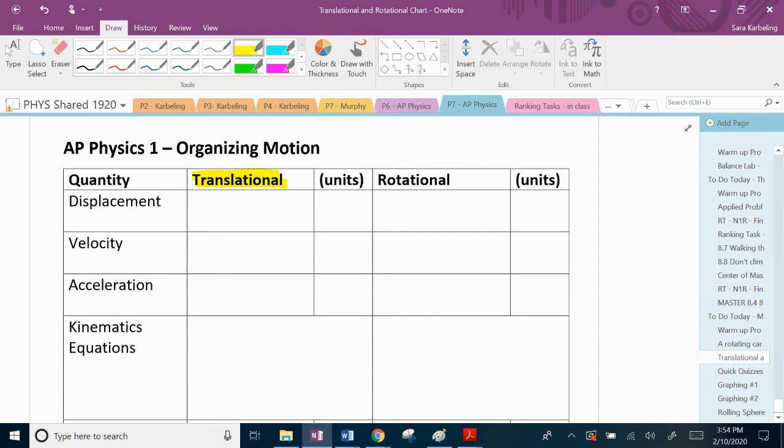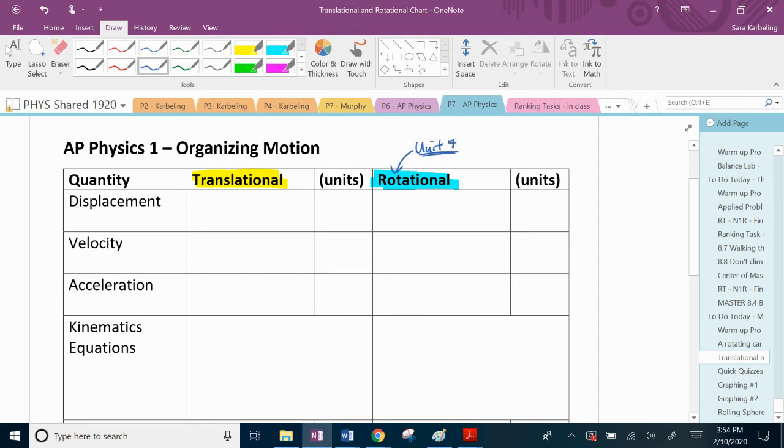We understand translational motion really well. You know about displacement, acceleration, kinetic energy, all that stuff. We did six units of this happy-go-lucky translational motion stuff. And now, in one unit, unit 7, we're going to put all of rotational motion.